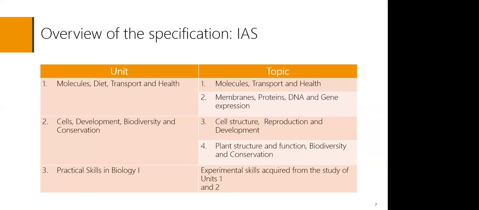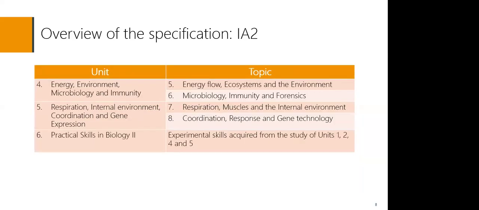If we move on to look at the second part of the course, the IA2, this would be taught in the second year of study, units 4, 5 and 6. And the content of these units is focused around developing a good understanding of fundamental biological processes. These are the more demanding biological processes. And again, units 4 and 5 are split into two main themes.